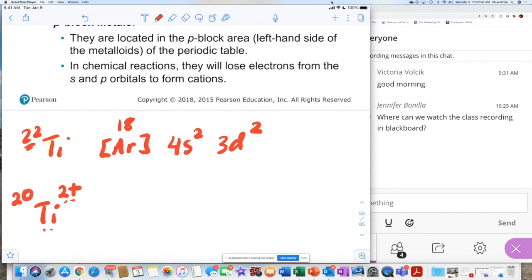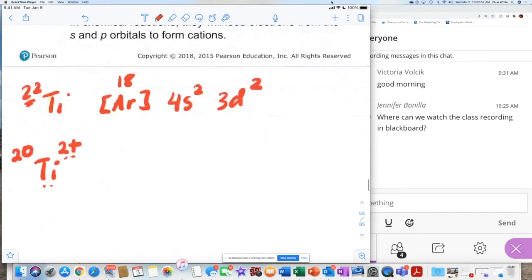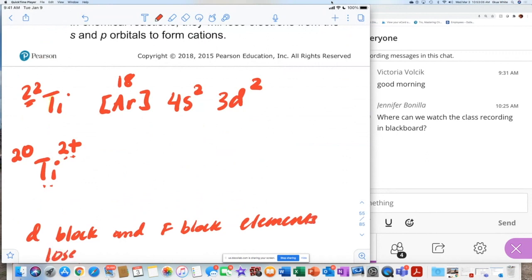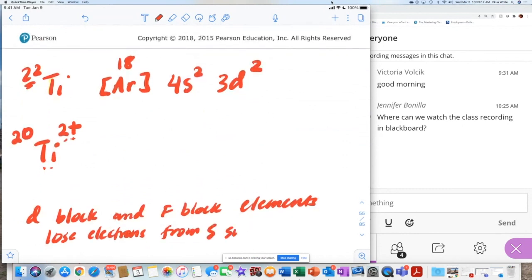How do you write the configuration for that? Remember, it says right here, take electrons from S first, then D. So D block and F block elements lose electrons from S sublevel first. Okay, so I leave the Ar untouched.